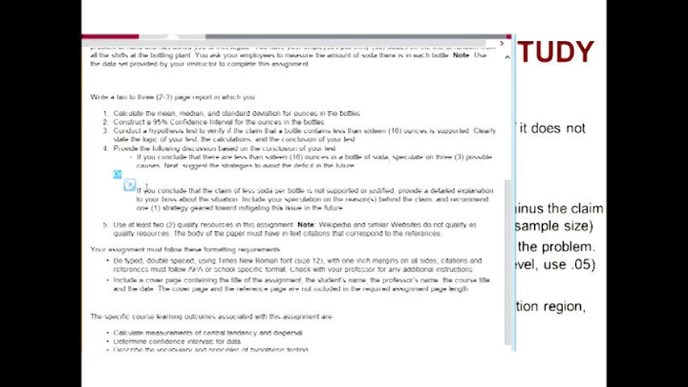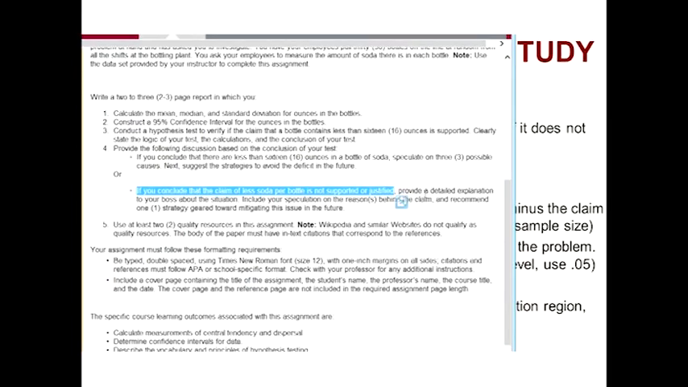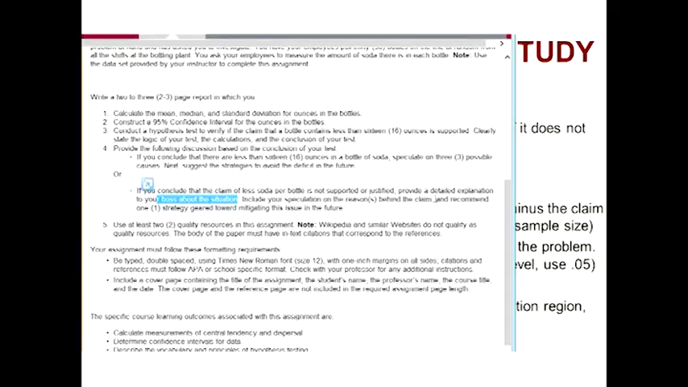Or, and only one of these is going to be the case, if you conclude that the claim of less per bottle is not justified, provide a detailed explanation to your boss about the situation. Include your speculation on the reasons behind the claim and recommend one strategy geared towards mitigating this issue in the future. In other words, how can you keep people from thinking that you're cheating them on soda if you're really not? If you are cheating them, then what might be the causes? So it depends on how yours comes out.